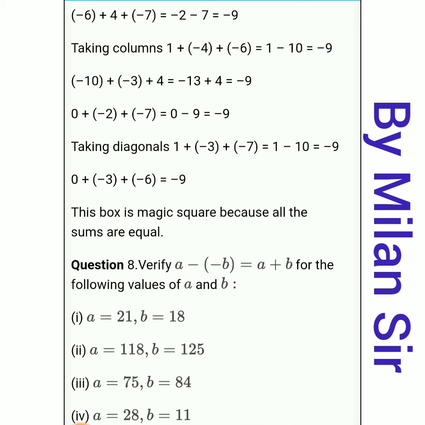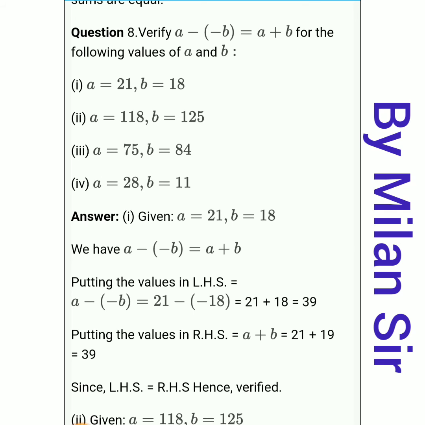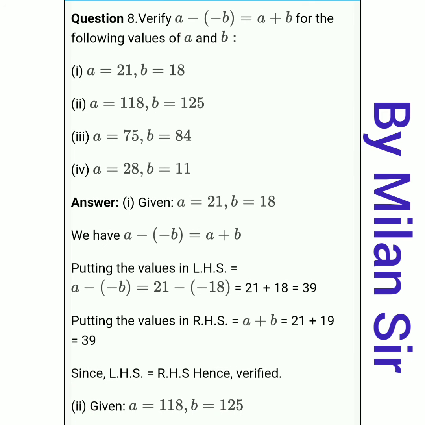Okay, then next is question number 8. In that we need to verify this: a minus negative of b is equal to a plus b for the following values of a and b. So this is our left hand side, that means the left of the equality sign. Here we have the equality sign. This is called LHS, left hand side, and this is called RHS, right hand side. We need to prove the left hand side is equal to the right hand side. On both sides we want the same answer.